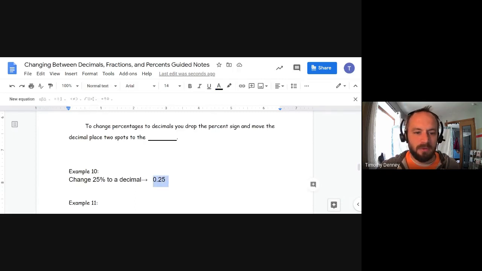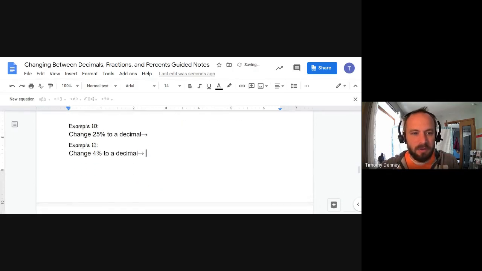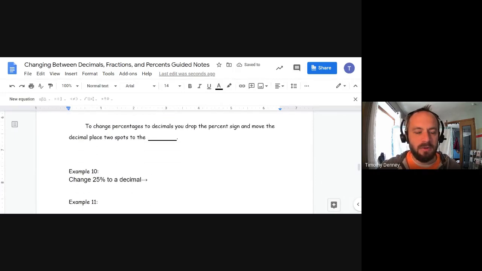Change 25% to a decimal. Okay, so I'm going to delete these here just so we can do this ourselves. All right, 25% to decimal. Okay, I said drop the percent sign and move the decimal place 2 spots, which direction? All right, so how do we know which direction? All right, so let's think about this here.